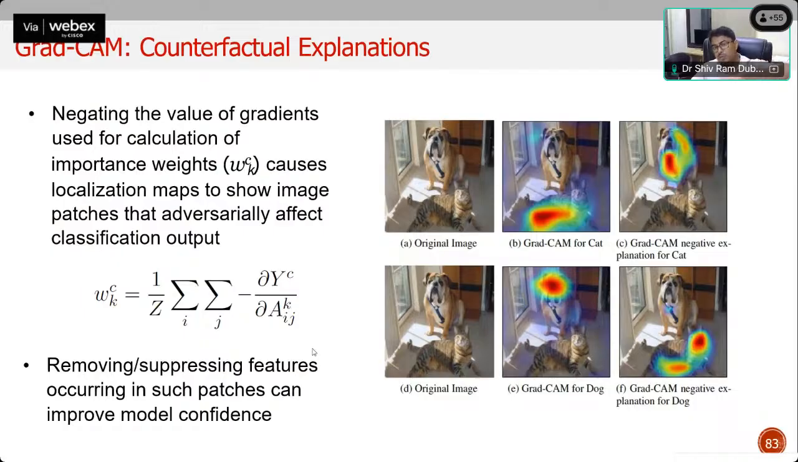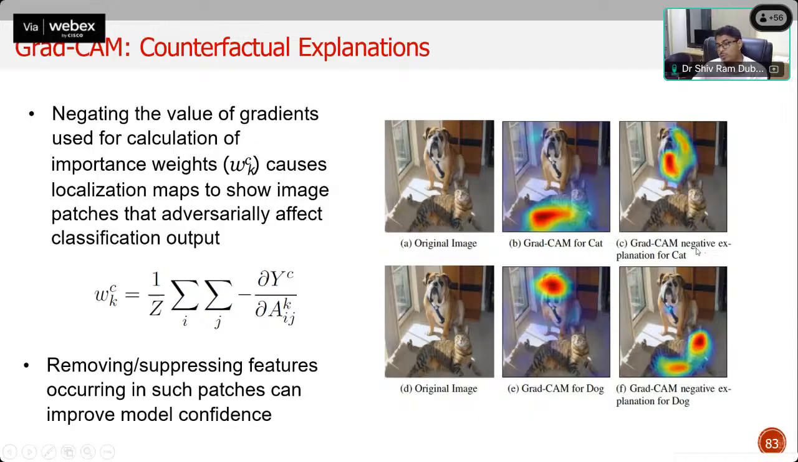So what happens is that something which was negative and discarded earlier will now get selected, and something which was positive and discarded earlier will now get selected. Basically, this simply reverses the effect of plus and minus in the gradient. Due to that, if you see the original image, this is the Grad-CAM for the cat, and this is the Grad-CAM for the dog. And this is the Grad-CAM for the negative explanation of the cat.